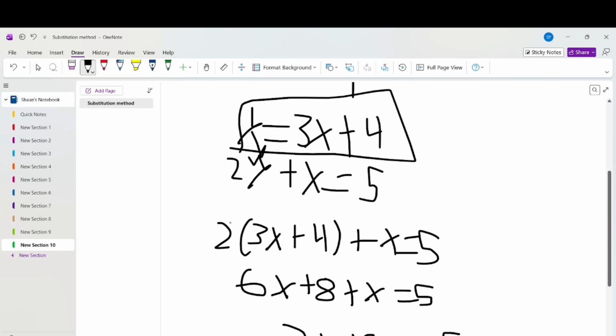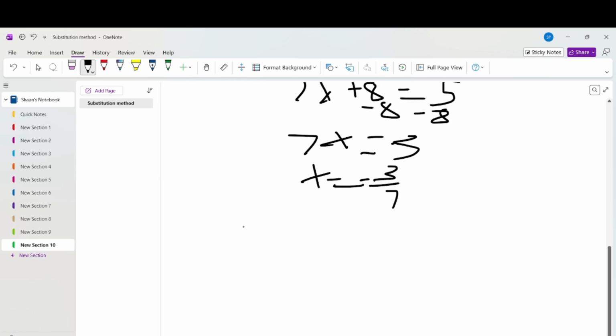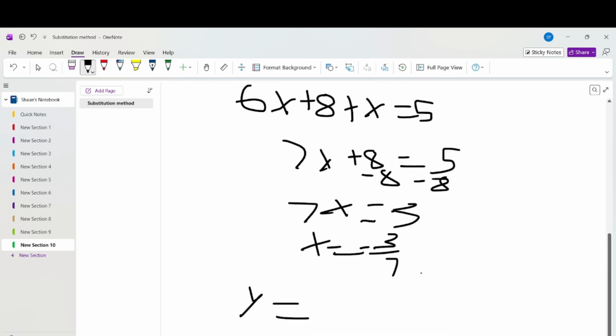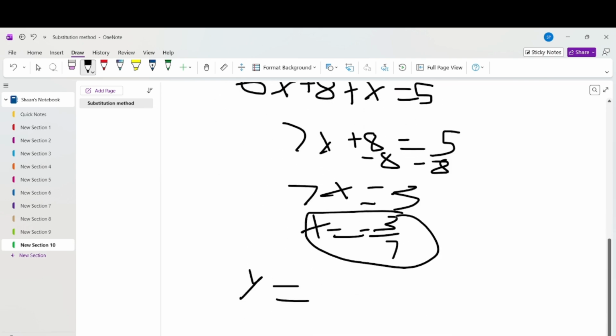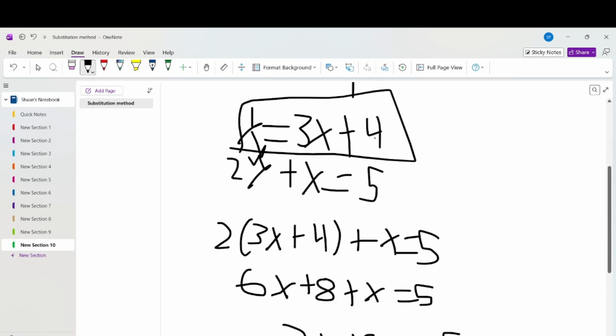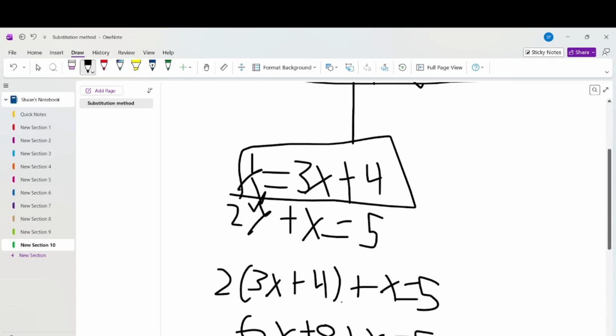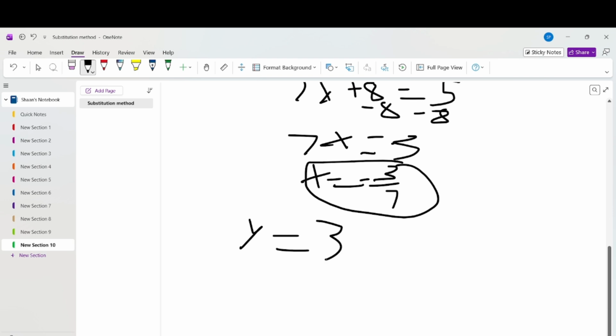So now we need to put negative 3 sevenths back into the equation to find what y is. I did not go over this in the last video, so this is a new thing, so pay attention. So y is equal to 3x plus 4, right? And we know x is equal to negative 3 sevenths, so we're going to do y is equal to 3 times negative 3 over 7 plus 4, right?